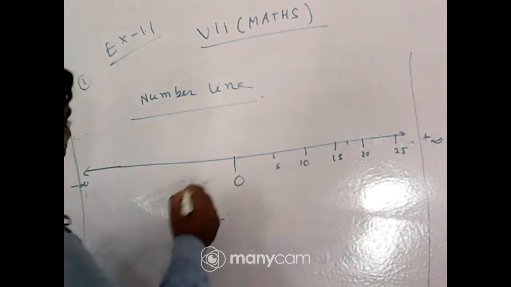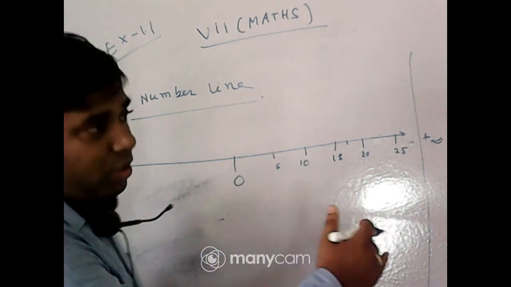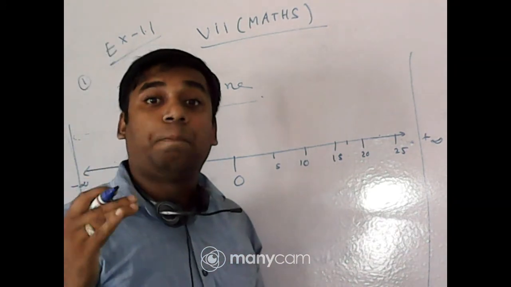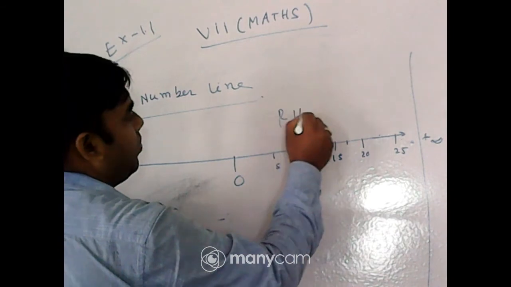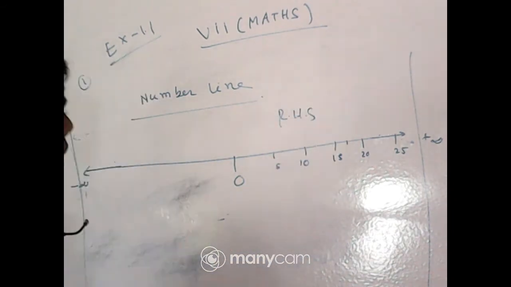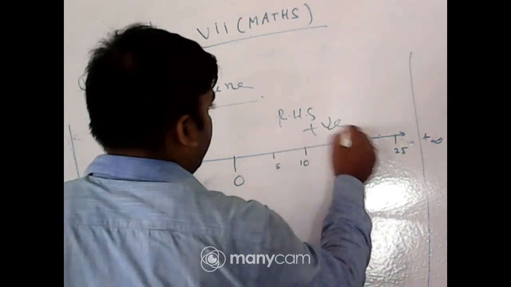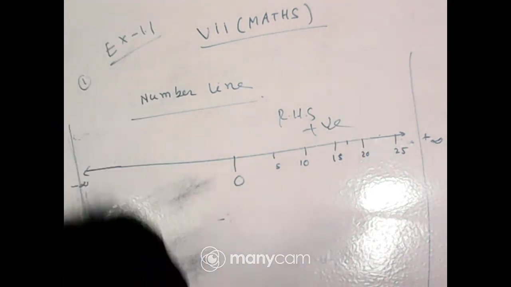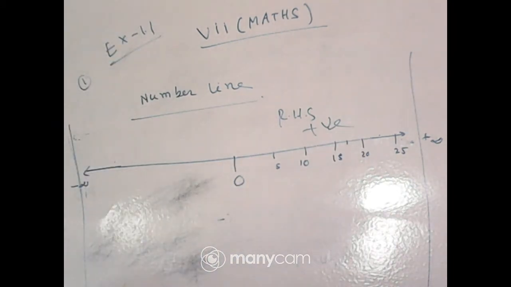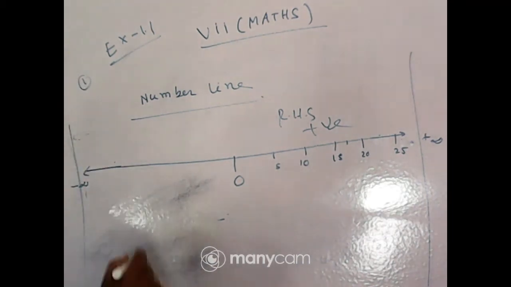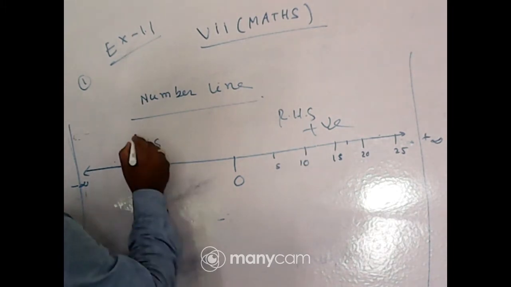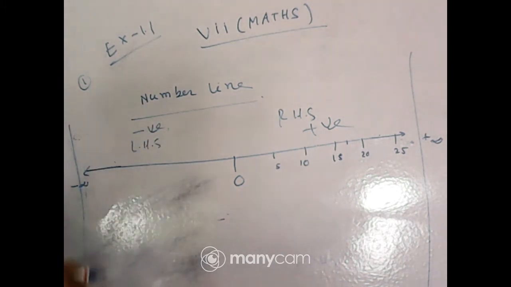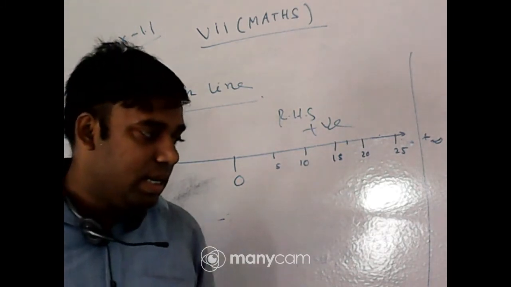Okay, and the right hand side of the number line represents the positive numbers. And the negative side, that is the left hand side, represents negative numbers. Clear? Is the concept clear regarding the number line?